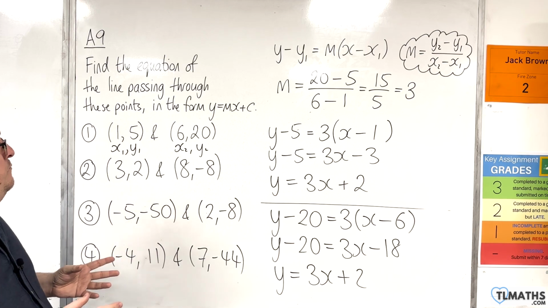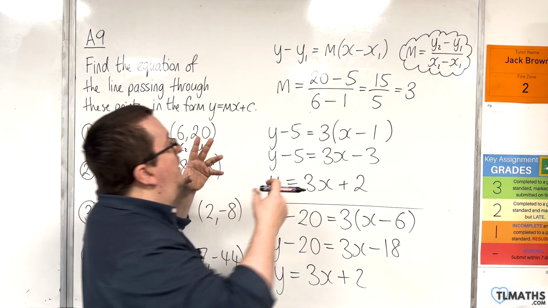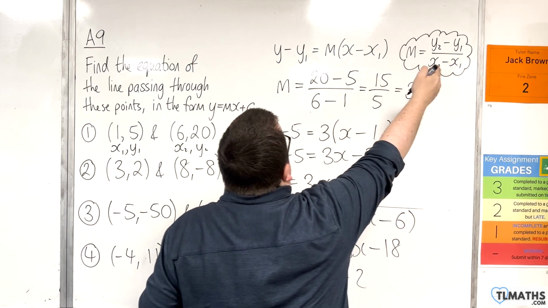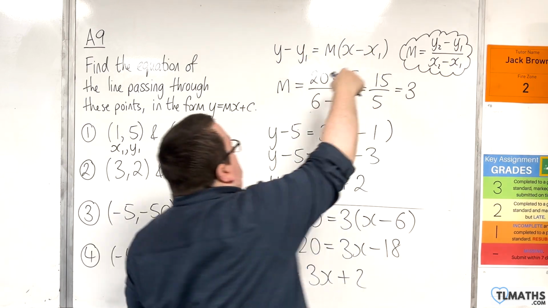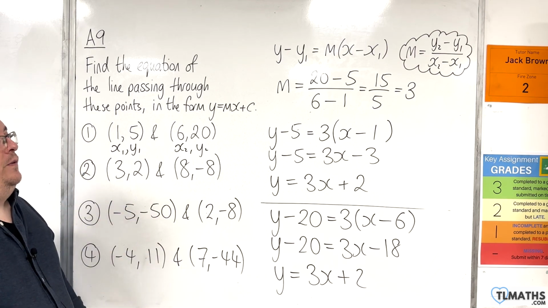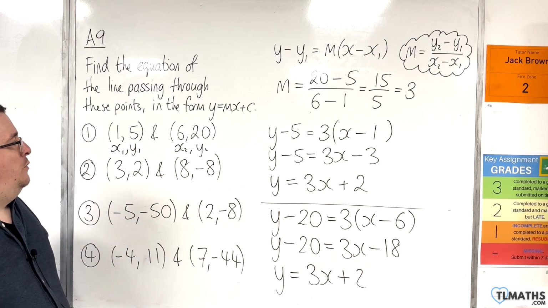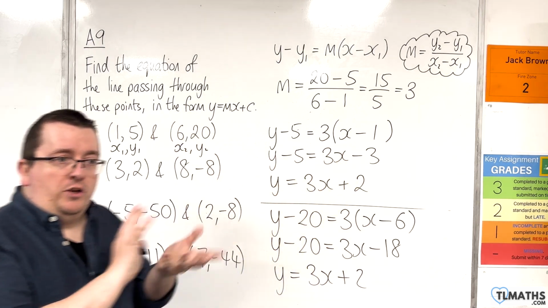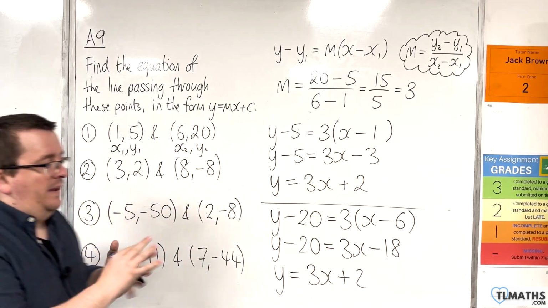Just because of the labelling, it's unfortunate that we're using x1, y1 and x2, y2 here, and here we're using x1, y1. That's an unfortunate clash of notation. So be aware that you can essentially choose the other one if it looks easier.